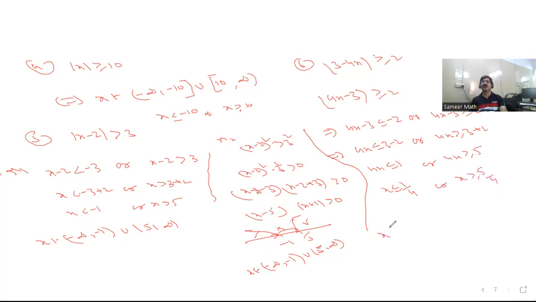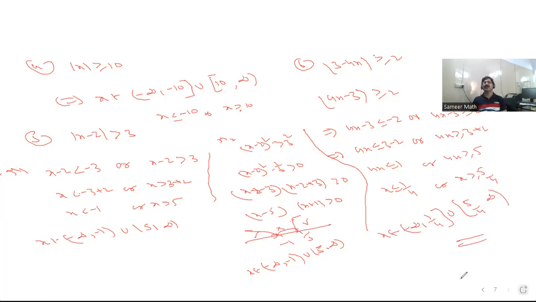So together, how do we write it? x belongs to minus infinity to 1 by 4, closed, union, 5 by 4 to infinity. Like this we can solve. Please catch this particular point.